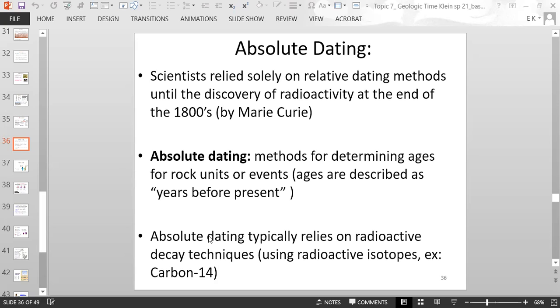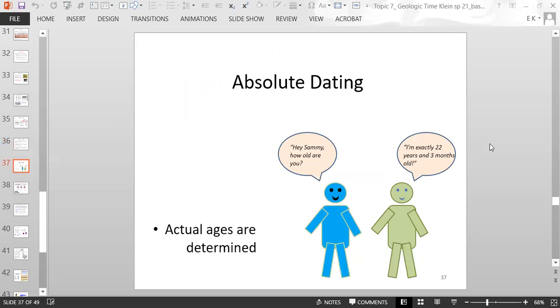So absolute dating relies on radioactive decay techniques. So you use radioactive isotopes, for example, carbon-14, and I will go over how to do that. Okay, so here are these two friends again. Hey, Sammy, how old are you? And then the response is 22 years and 3 months old. Just a comparison to their previous conversation, this conversation has actual dates involved. So that's absolute dating.